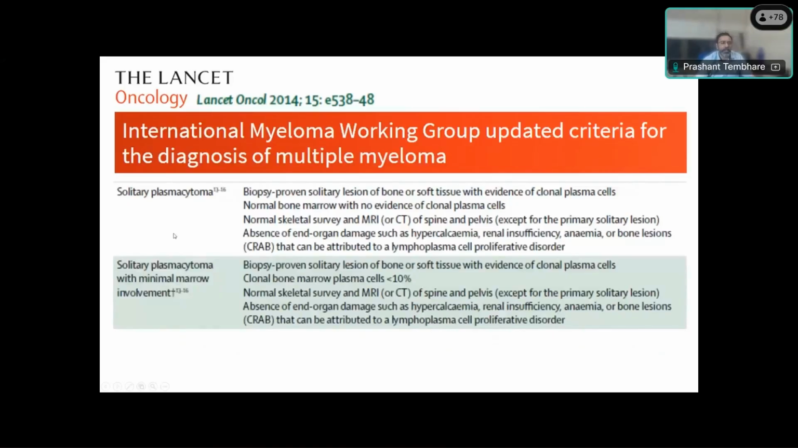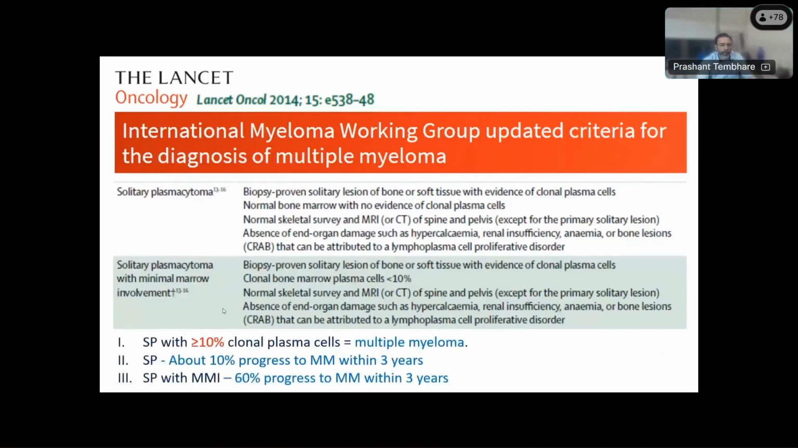So this is the IMWG classification of solitary plasmacytoma versus solitary plasmacytoma with minimal bone marrow involvement. If you have more than 10% clonal plasma cells, then it becomes multiple myeloma. Solitary plasmacytoma usually has a 10% rate of progression to multiple myeloma within 3 years.